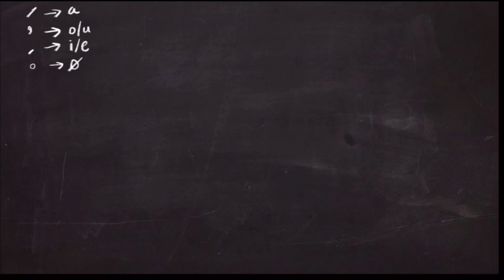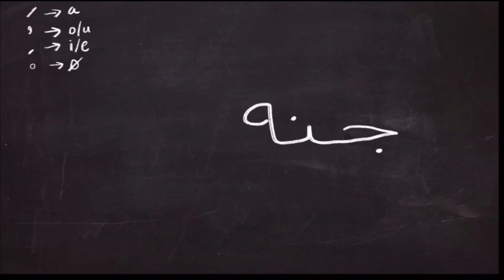So how does this work and how does it sound? In the example that I'm going to give right now, Jannah. As you can see, the noon has the symbol of shadda, which means that there are two noons in this word. The first one of them is sukun and the second one has fatha.